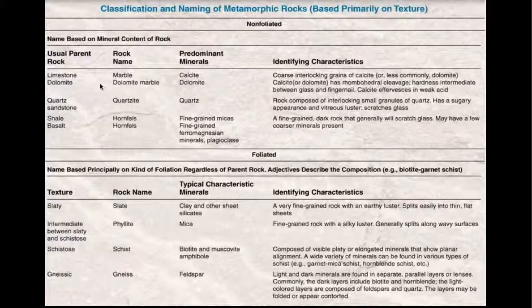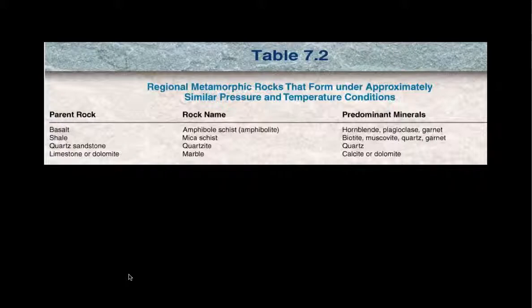This is a quick and fairly complicated list of metamorphic rocks. Limestone and dolomite can change to marble. Quartz can change to quartzite. Shale and basalt can change to hornfels. Now the book here screws up a little bit. Shale and basalt and hornfels can change to slate. Slate can change to phyllite. Phyllite can change to schist. And schist can become gneiss. Really? Yeah.